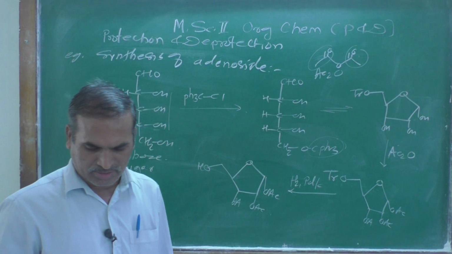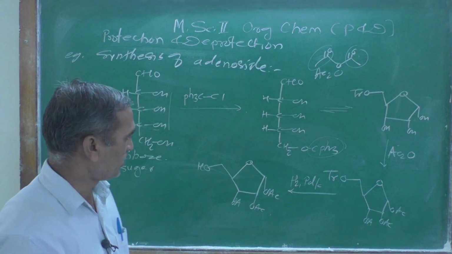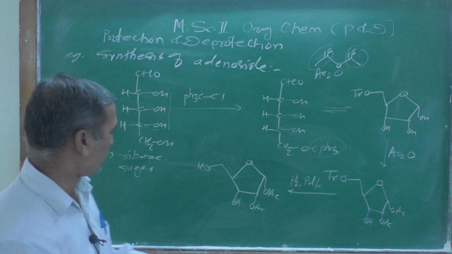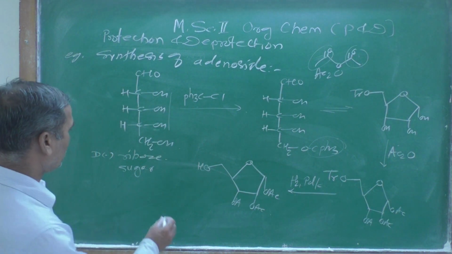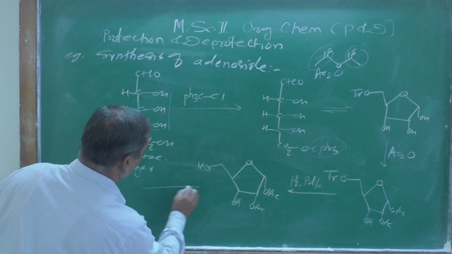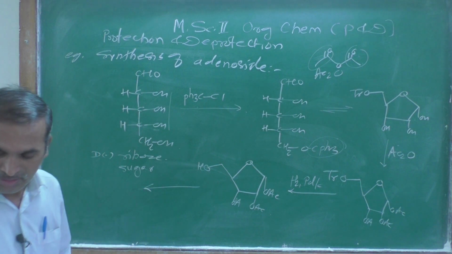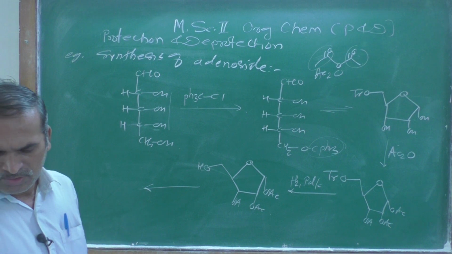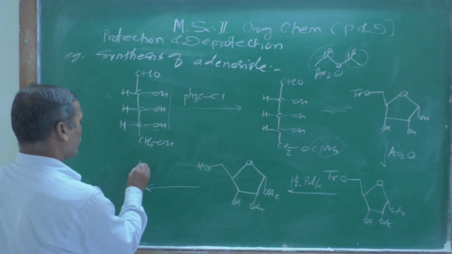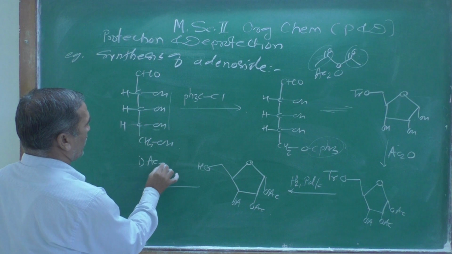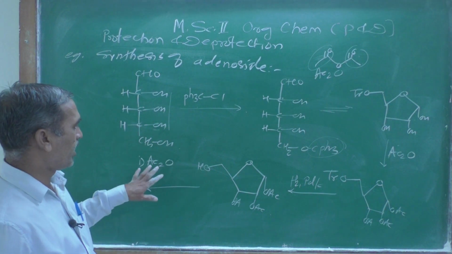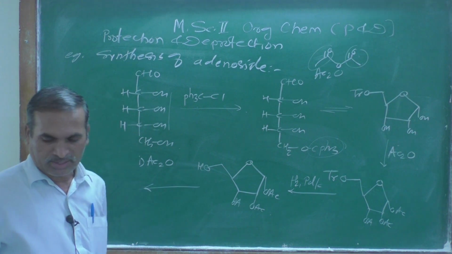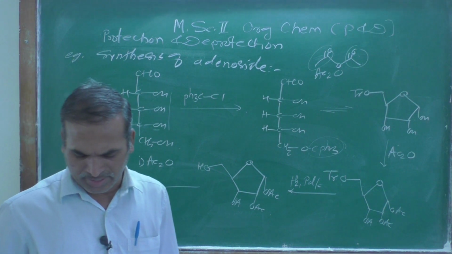And after that, what are you going to do here? This is further treated with various reagents I am going to put here. First one, I am going to add acetic anhydride. While adding acetic anhydride, what are you going to get? This group gets acylated.